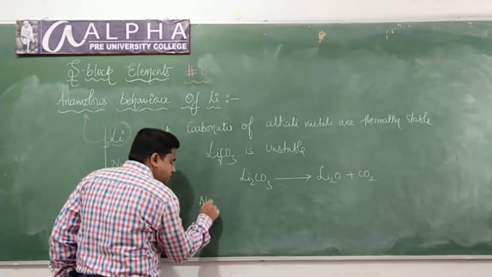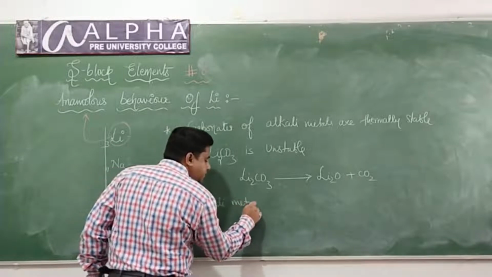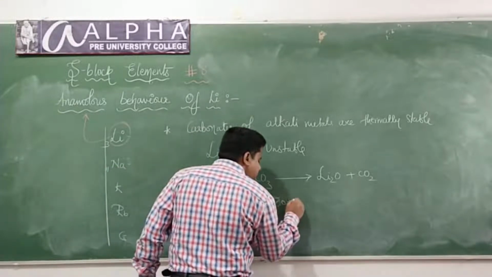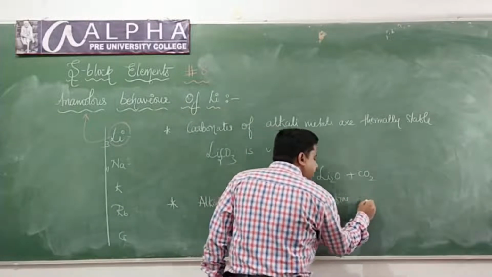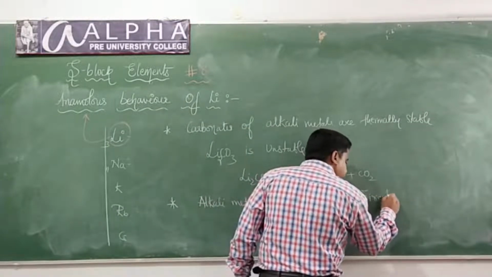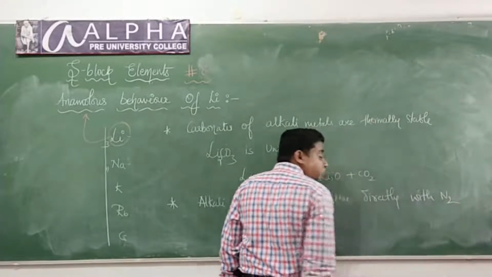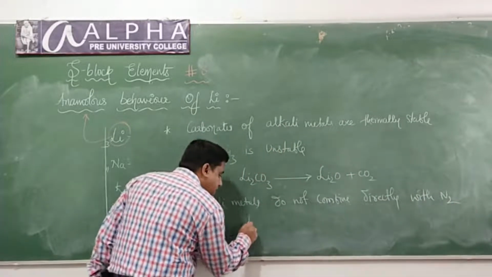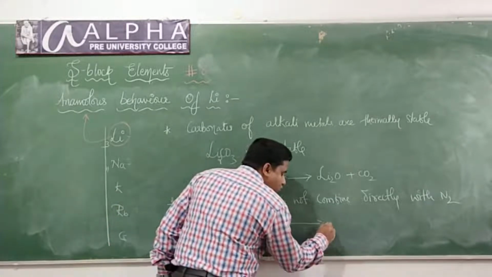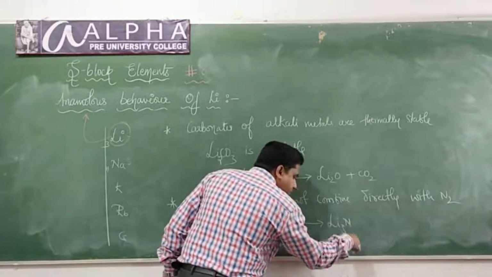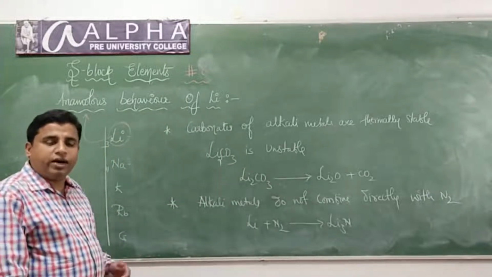Alkali metals do not combine directly with nitrogen. Whereas lithium combines with nitrogen directly to form what? Lithium nitride. Are you getting my point?